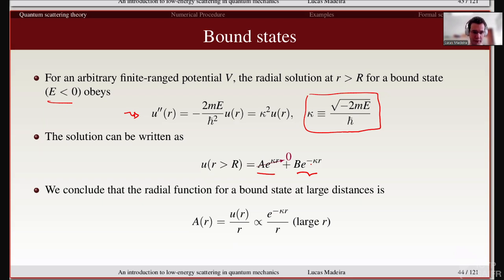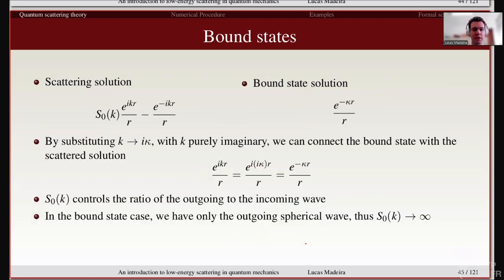So for any bound state solution, if we are outside of the range of the potential, what's the behavior of my radial wave function? It's going to be this one here, this vanishing decaying exponential divided by R. This is a result that you might have seen before. Okay, so let's compare those two situations. If I have a bound state, we just argued that this is the solution that we get at large distances.